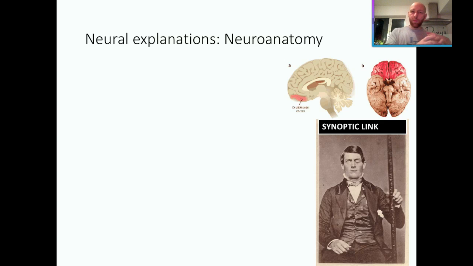Neural explanation would be how these neurotransmitters are, what the levels are like, how they facilitate normal neural functioning, cognitive functioning. Neuroanatomy is about the physical structure of the brain and activity within it.